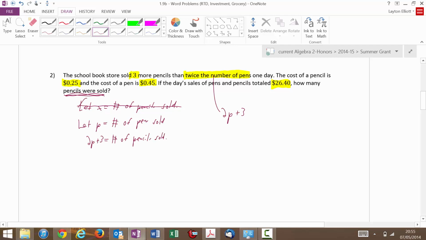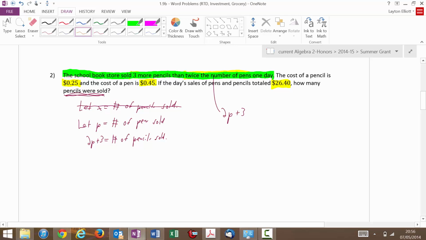Notice how I didn't scratch this out like crazy. I just put a single line through it so that I could see what I was thinking, but I was able to revise that because I saw by this first sentence it was far easier to set this up with the number of pens than the number of pencils. Once we have that, it says the cost of a pencil is 25 cents and the cost of a pen is 45 cents. And then we have a total amount for the day.